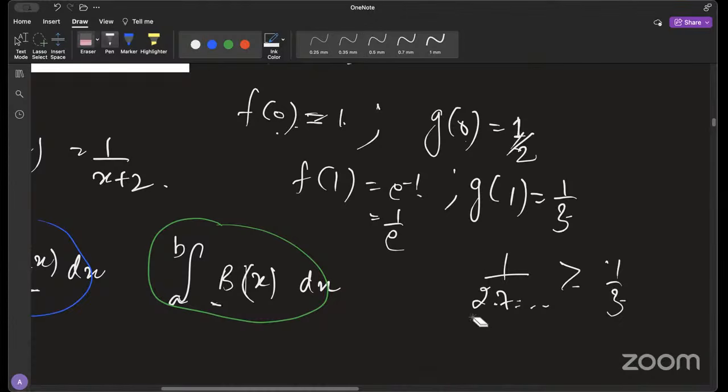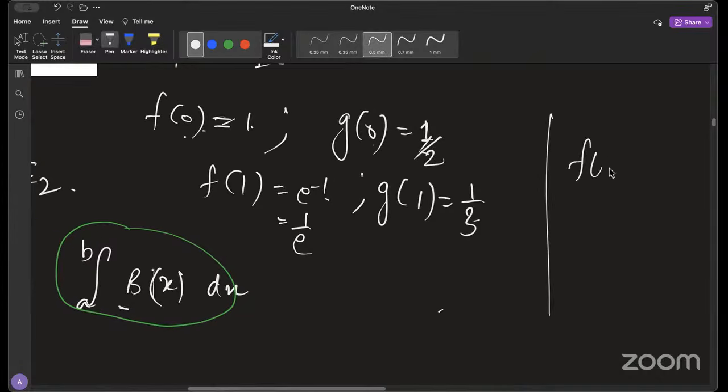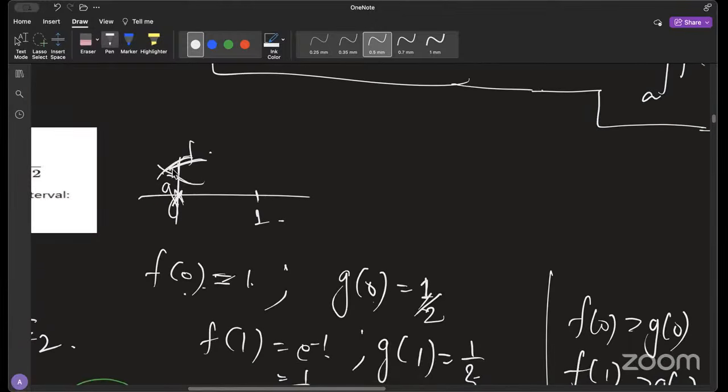That means f(1) is greater than g(1). So what do we have from here? f(0) is greater than g(0), and f(1) is also greater than g(1). That means f remains above g throughout. That's not the exact graph of f and g, this is just for you to understand. And that means you can simply assume that the integral from 0 to 1 of f(x) minus g(x) is going to give you the right answer.